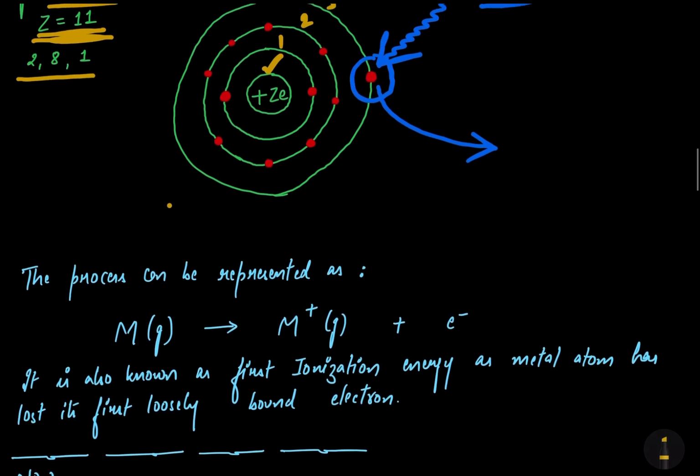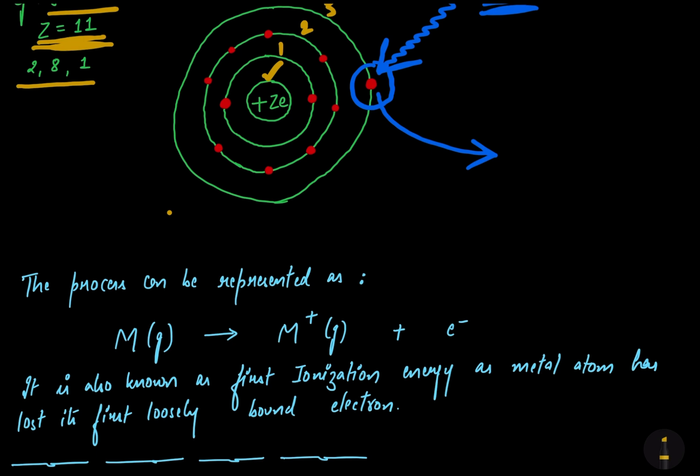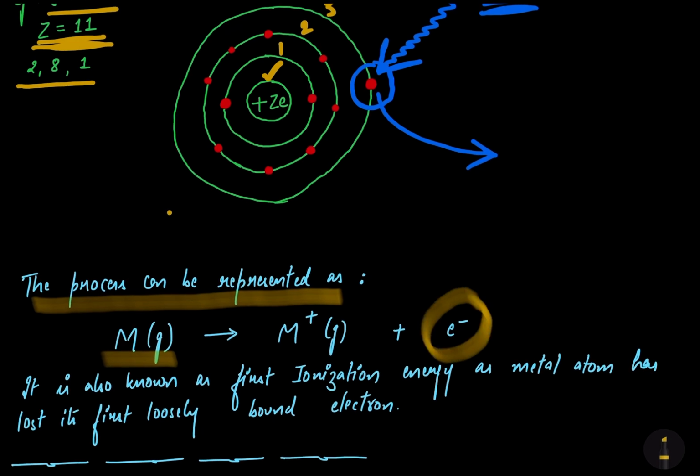Now, the process of ionization can be represented as follows. We have a metal atom in its gaseous state. When this metal atom loses an electron, it forms an M positive gaseous ion. So the energy accompanying this reaction is called the ionization energy.